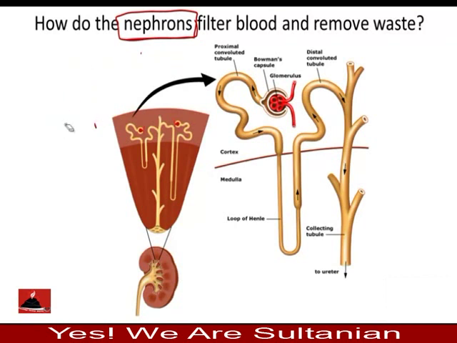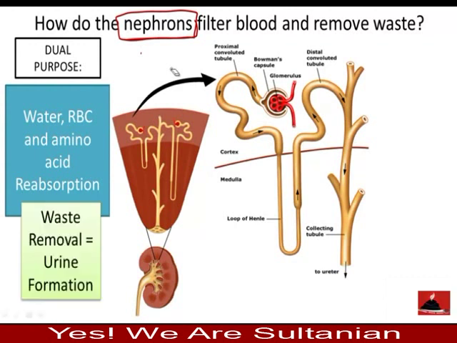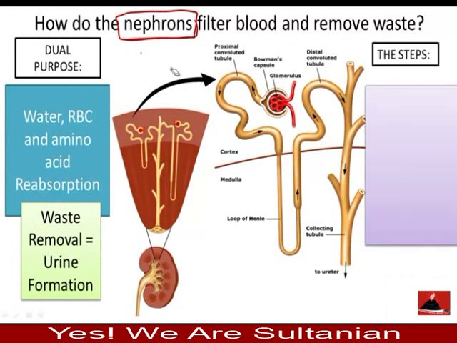So let's go through these two functions. Dual purpose. One is to reabsorb water, blood cells, and amino acids, and two is to remove waste. So there are four major processes that occur in the nephron. The first step is called filtration. Filtration is simply a process of passive diffusion.